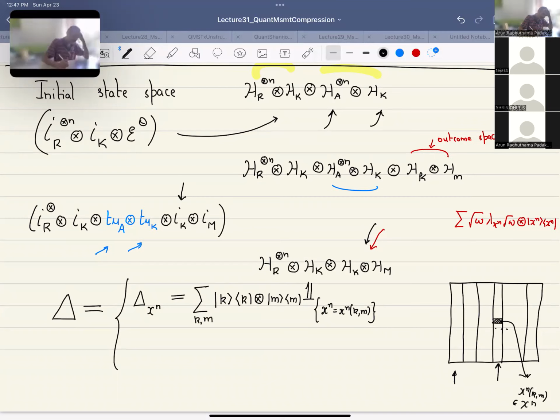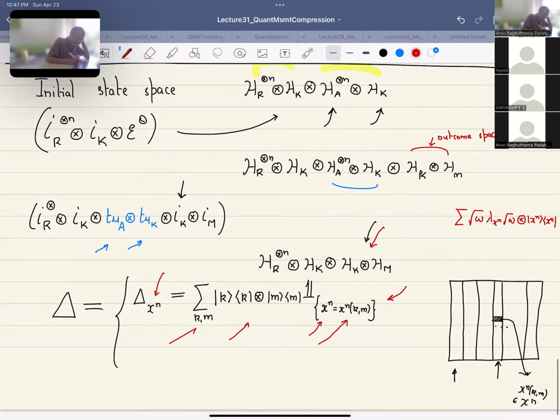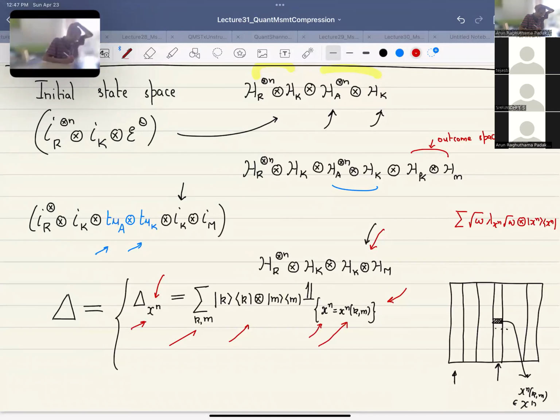And sum over all k comma m, all those. So how do you see this? The way you should read this is, when do I throw an outcome? When do I say that the outcome is xn? Whenever I get a k comma m whose entry in my table is xn. That's how I should read this. So whenever, summing over all k comma m, the entry in my table is xn, then you throw out xn. That's how we should read this POVM.